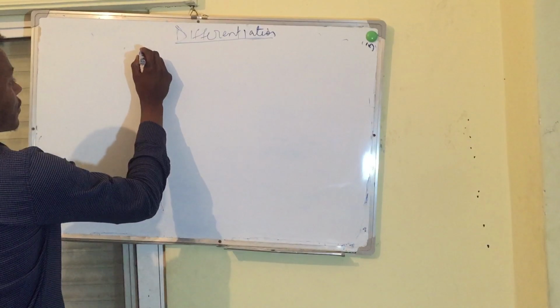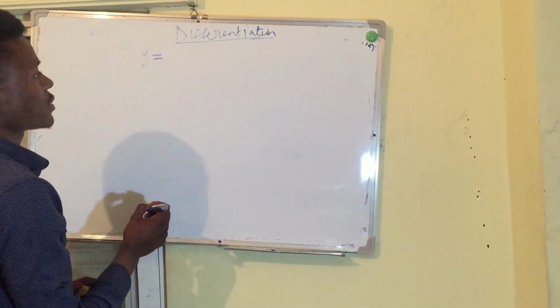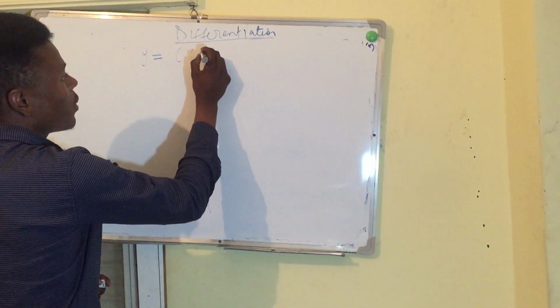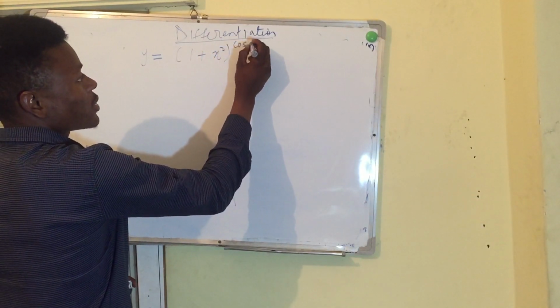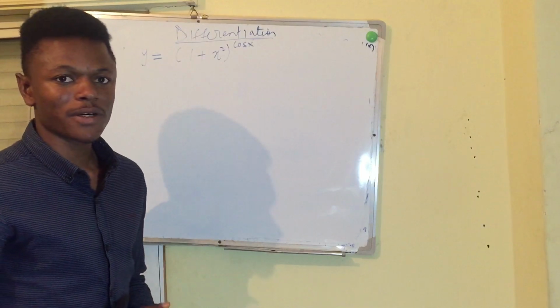Let us say y is, let me say, (1 plus x squared) to the power of cos x. What is the derivative of this function?